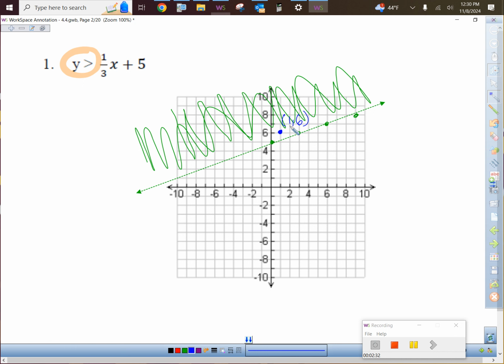That means if I put 1 in for x and 6 in for y, I would say 6 greater than 1/3 times 1 plus 5. Well, 1/3 times 1 is 1/3. Is 6 greater than 5 and 1/3? Yes or no? That's a true statement. Would this ordered pair satisfy this inequality? Yes or no? Is it in the shaded region? Yep. Would this ordered pair satisfy that inequality? Yes. Would this ordered pair satisfy that? Nope. This one? Nope. Although there are an infinite number of correct answers, there's also an infinite number of incorrect answers.